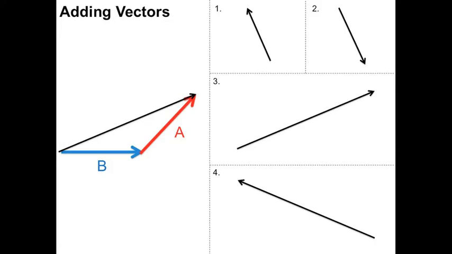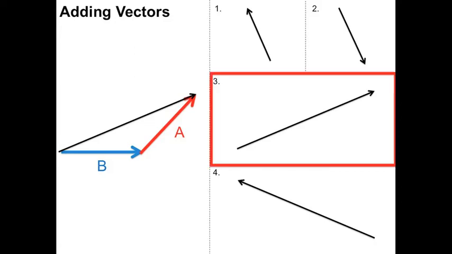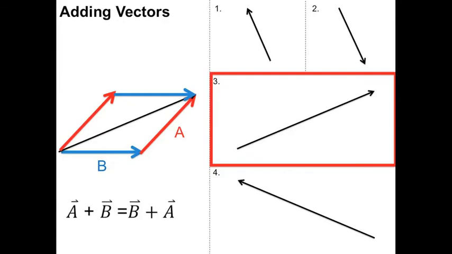But much like adding normal numbers, adding vectors is commutative. So vector A plus B is the same as vector B plus A, which we can see if I just do this. If I do A first and then B, I get the same thing as doing B first and then A. All of them give you the same result, which is that the correct answer is the vector represented in figure 3. So we can say that vector A plus B is the same thing as vector B plus vector A, again, because vector addition is commutative.